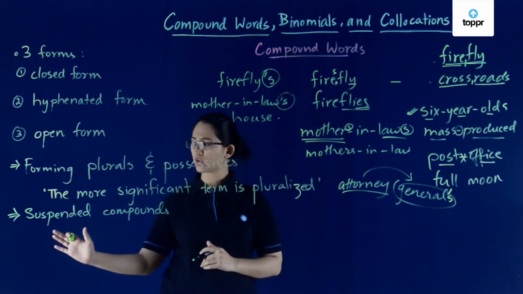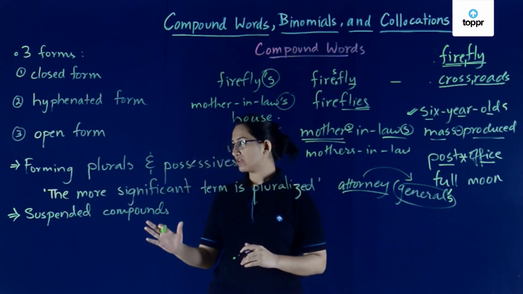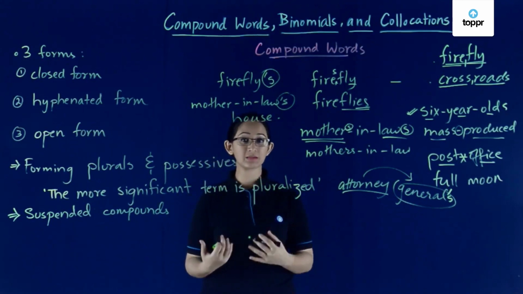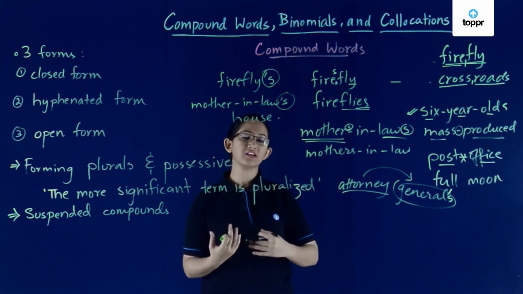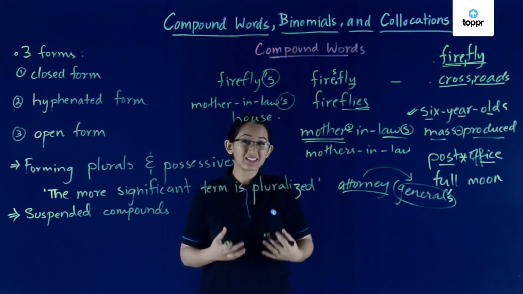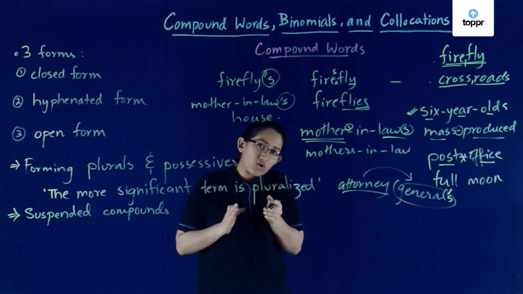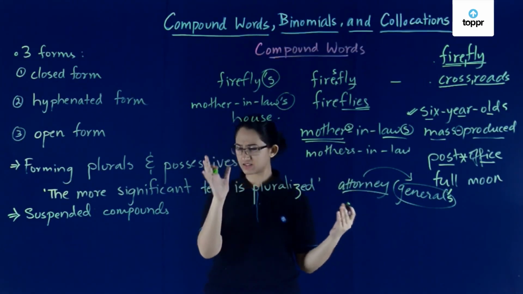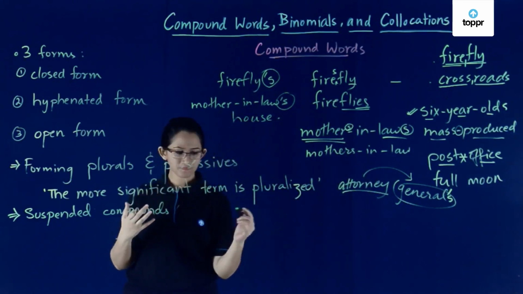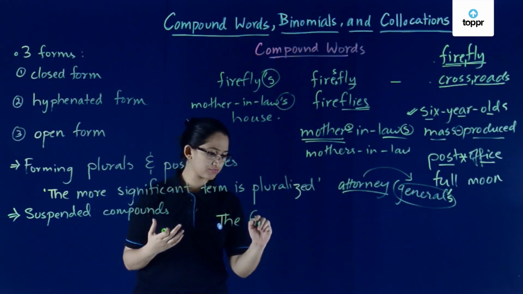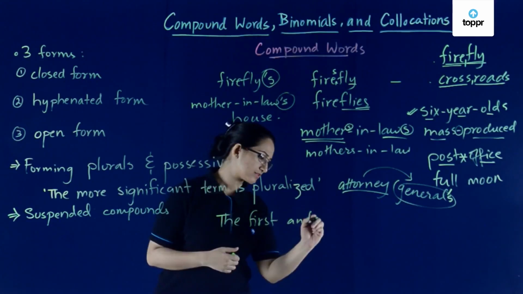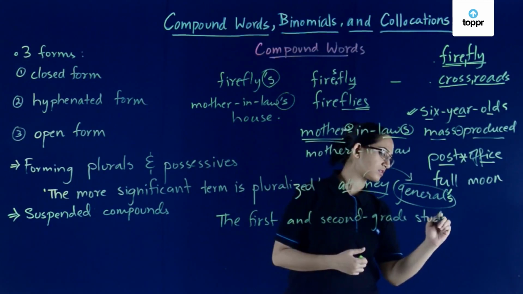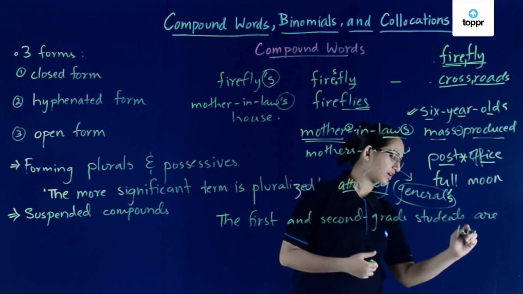Let's now take a look at something we call suspended compounds. Suspended compounds are basically compounds that seem very similar, and because they form very similar compounds, you can sometimes leave the last part of one of the compound words out and mention it in the second word. Didn't understand? Let's take a look at an example. Let's say we have the sentence, the first and second grade students are here, right?